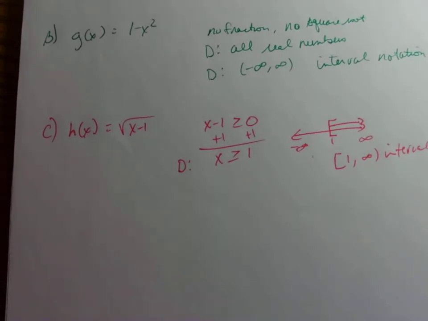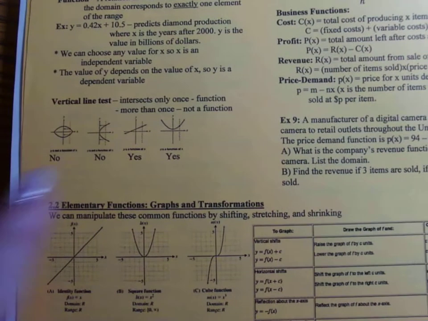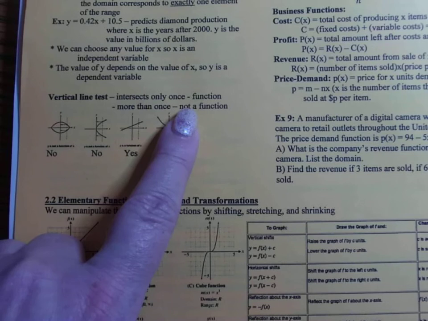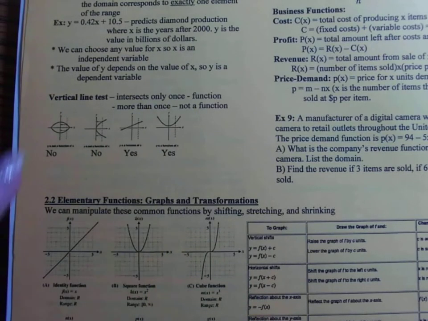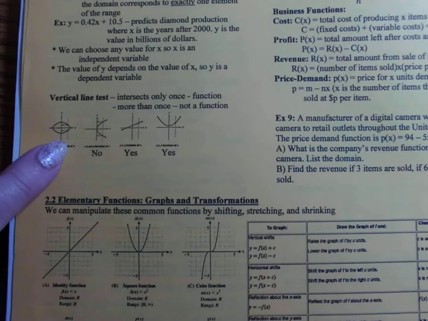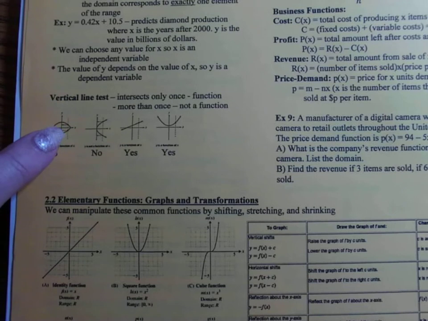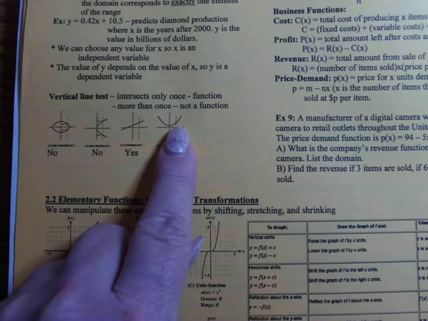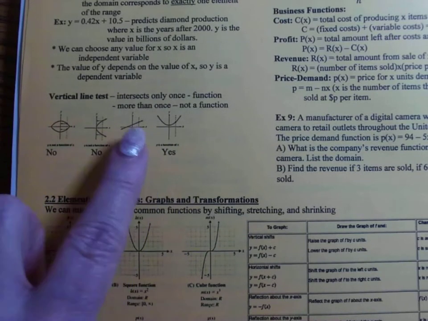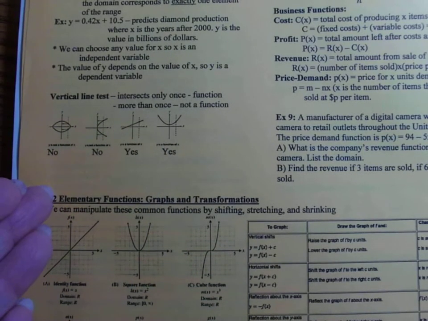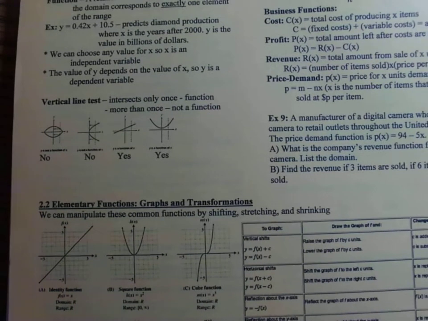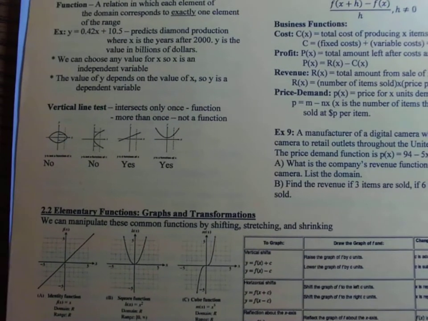All right, so the next thing we're going to look at are vertical lines. So vertical line test: it intersects only once for a function, more than once, not a function. So if I draw a vertical line through any of these graphs, here it hits twice, here it hits twice, here it only hits once, and here it only hits once when I draw the vertical line. And you can draw the vertical line on any part as long as it's touching the graph. So not a function, not a function, is a function, is a function, okay? That's all there is to vertical lines.